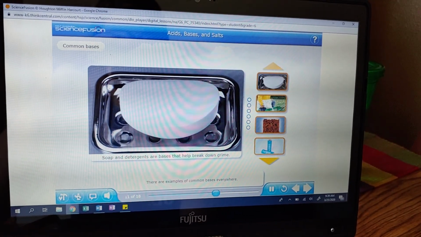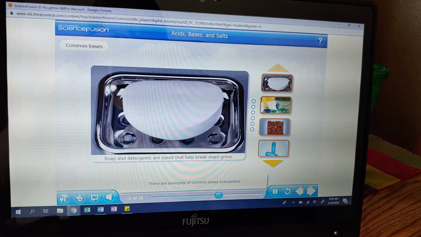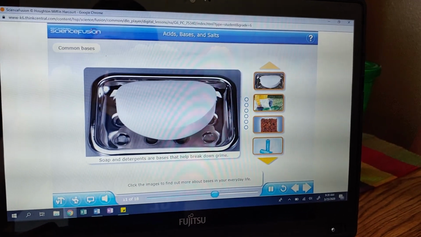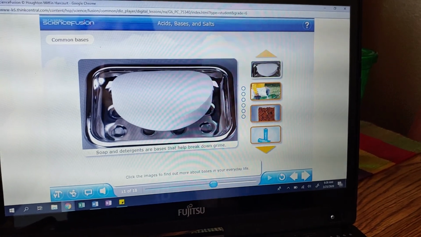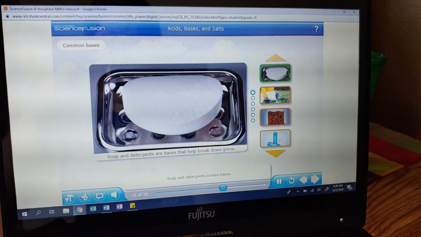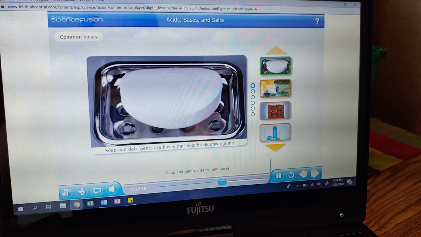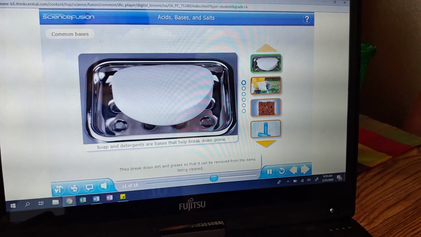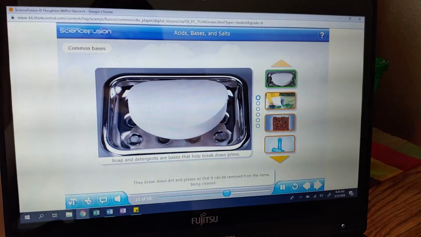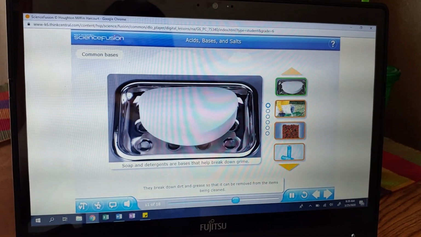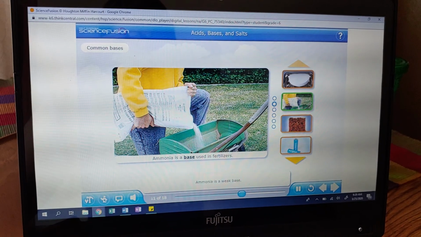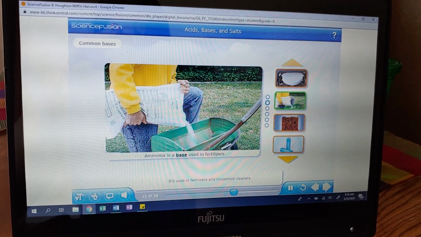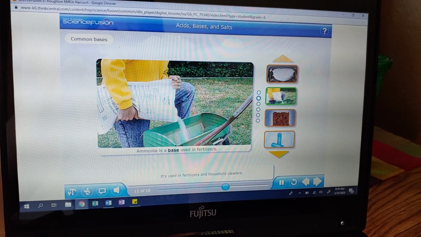There are examples of common bases everywhere. Click the images to find out more about bases in your everyday life. Soap and detergents contain bases. They break down dirt and grease so that it can be removed from the items being cleaned. Ammonia is a weak base. It's used in fertilizers and household cleaners.